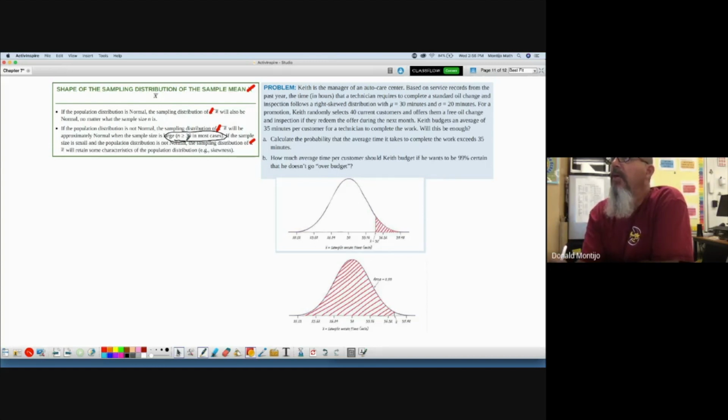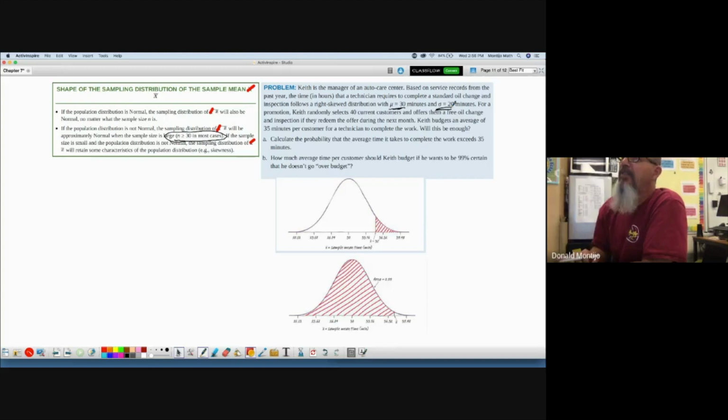Keith is the manager at a car shop. Based on the records, he knows that on average, it takes his technicians 30 minutes to do an oil change with a standard deviation of 20 minutes. So he knows the population is mu equals 30 with sigma equals 20. These are parameters because they describe the entire population. For a promotion, Keith randomly selects 40 customers and offers them a free oil change.